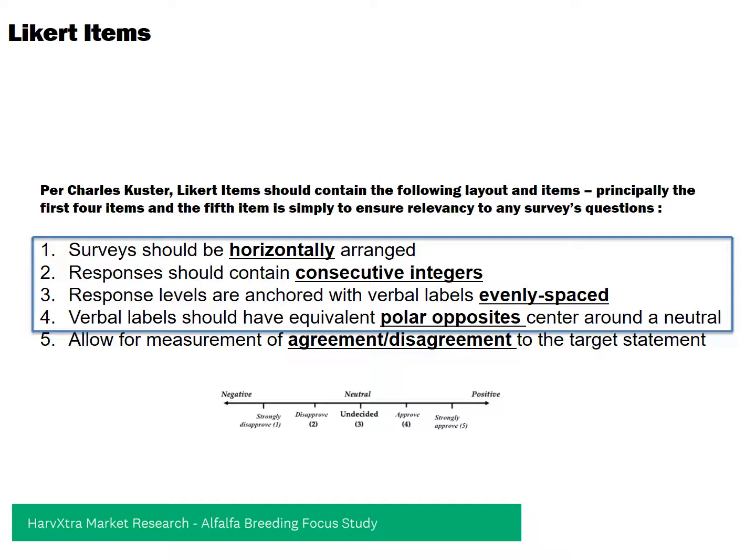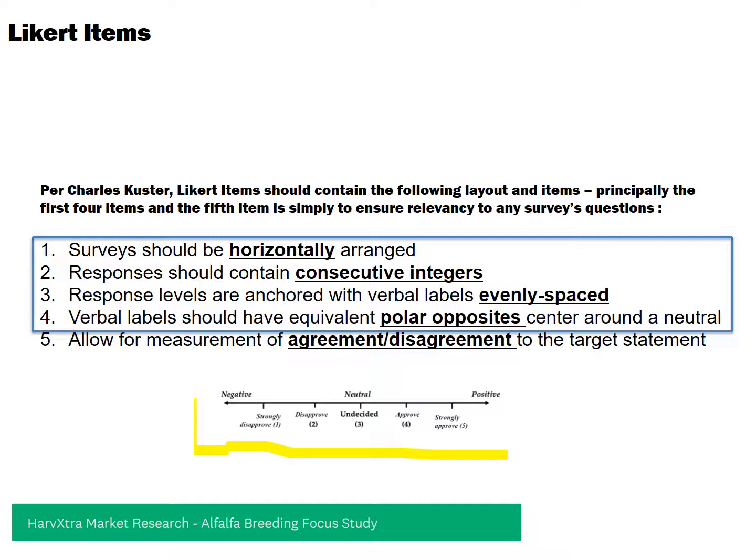Looking at the Likert item, per Charles Custer, they should contain four primary aspects. They should be horizontally arranged. They should contain consecutive integers that are evenly spaced and have polar opposite labels centered around a neutral type comment. The fifth item, although not part of a Likert item, is relevant to all survey questions. They should have a measurement of agreement or disagreement with a target state.